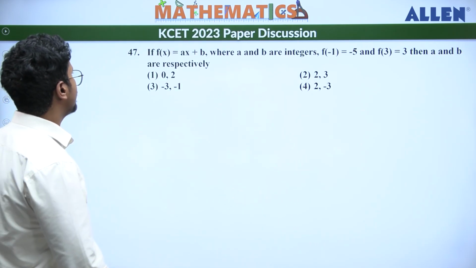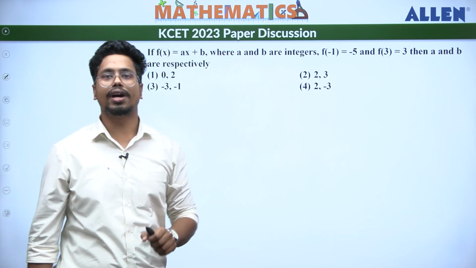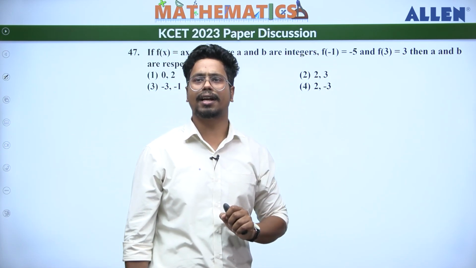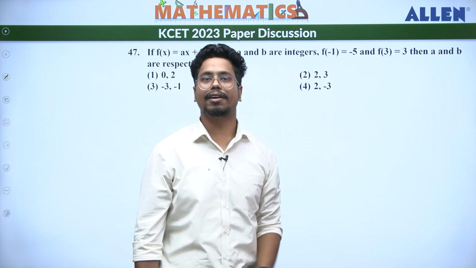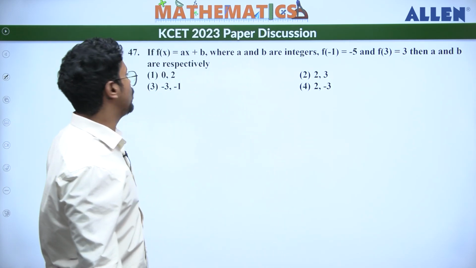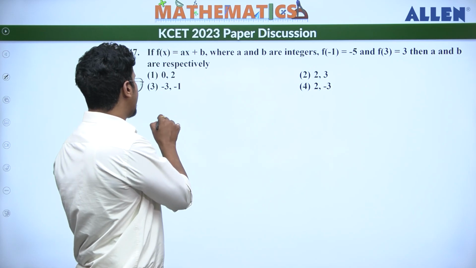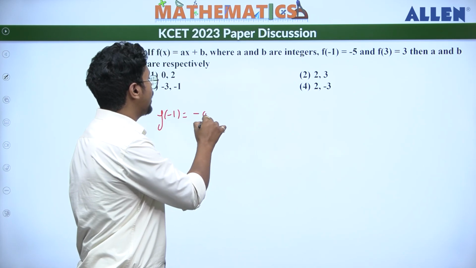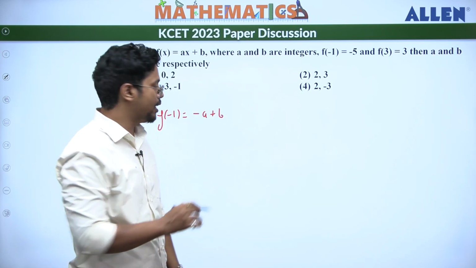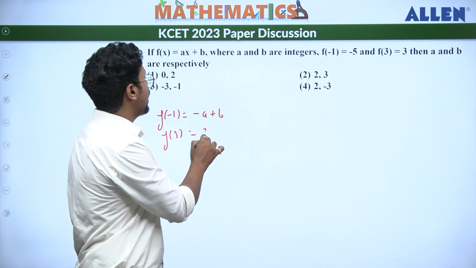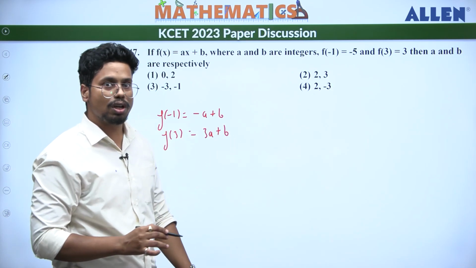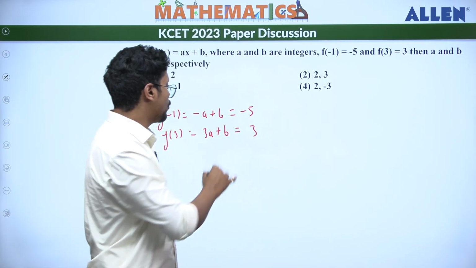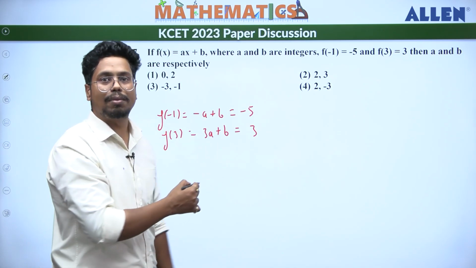Okay, the next question that we are going to discuss is f of x is equal to ax plus b, which is a linear function. a and b are integers. f of minus 1 is given to be minus 5 and f of 3 is given to be 3. Then find the values of a and b respectively. What is f of minus 1? If you substitute x equal to minus 1 here, the value you will get is minus a plus b. If you substitute f of 3 here, the value you will get is 3a plus b. So this value is already given to be equal to minus 5, and this value is given to be equal to 3. Very clearly, I can see this looks like a simultaneous equation.